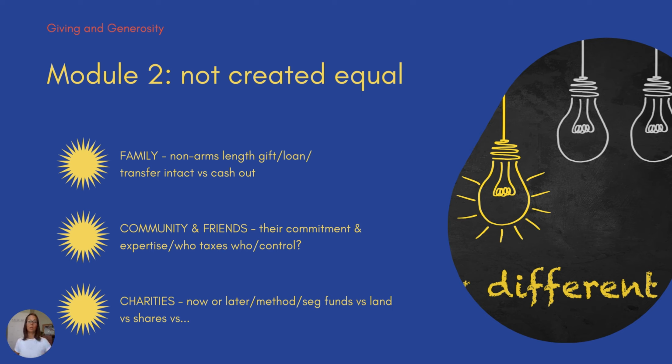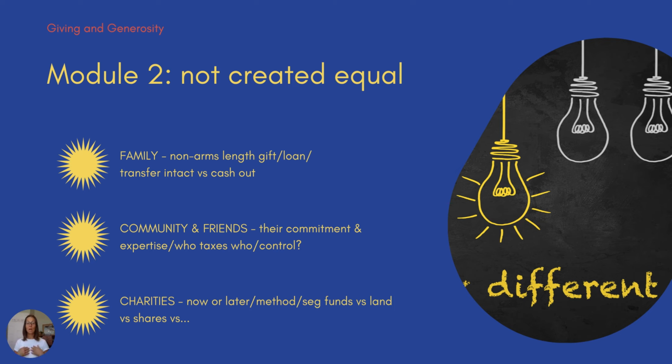Did you know that I cannot give to my son, my adult child, and write a check directly to deposit into his TFSA? I cannot do that. What I can do is give him the money with a gift receipt, and then he can put it into his TFSA. Did you know that? It's interesting, isn't it?